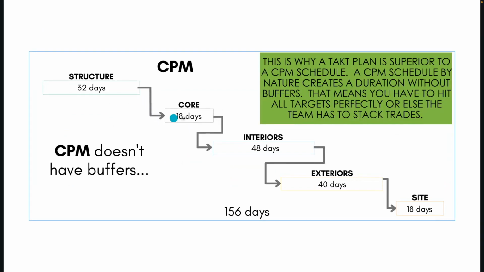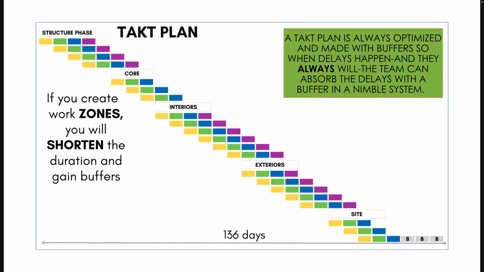So if you have a sequence in CPM, it's going to run the longest path, or the critical path, and provide a schedule that does not have buffers, and it will force you to do trade stacking, trade burdening, or, at a minimum, rushing and pushing and panicking, which will extend the overall total project duration. Takt is different because it's always optimized with the right number of zones so that you can have buffers.